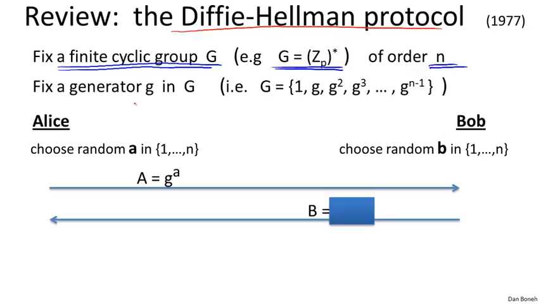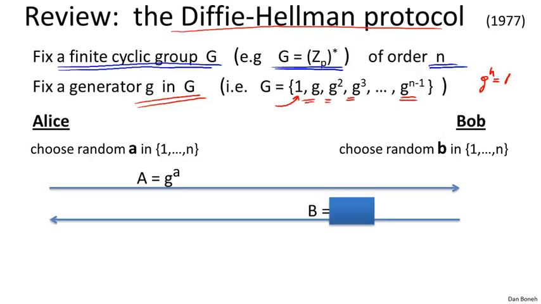Now we're going to fix a generator g of this group. And all this means is basically, if you look at the successive powers of g, then you get all the elements in the group G. You notice that because the group has order n, we know that g to the power of n is equal to 1. And therefore, there's no reason to go beyond the (n minus 1)th power of g. g to the n is equal to 1, so we just wrap around. Okay, so we have this cyclic group G. We have this generator whose powers give us all the elements of G.